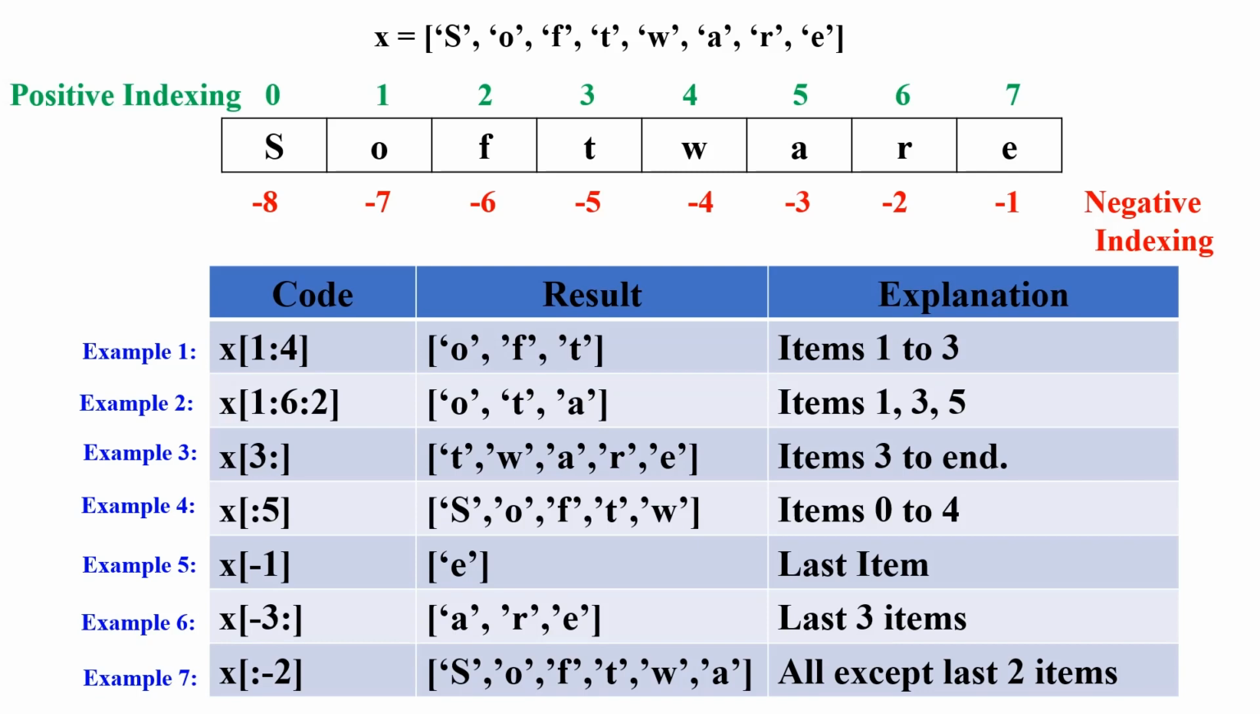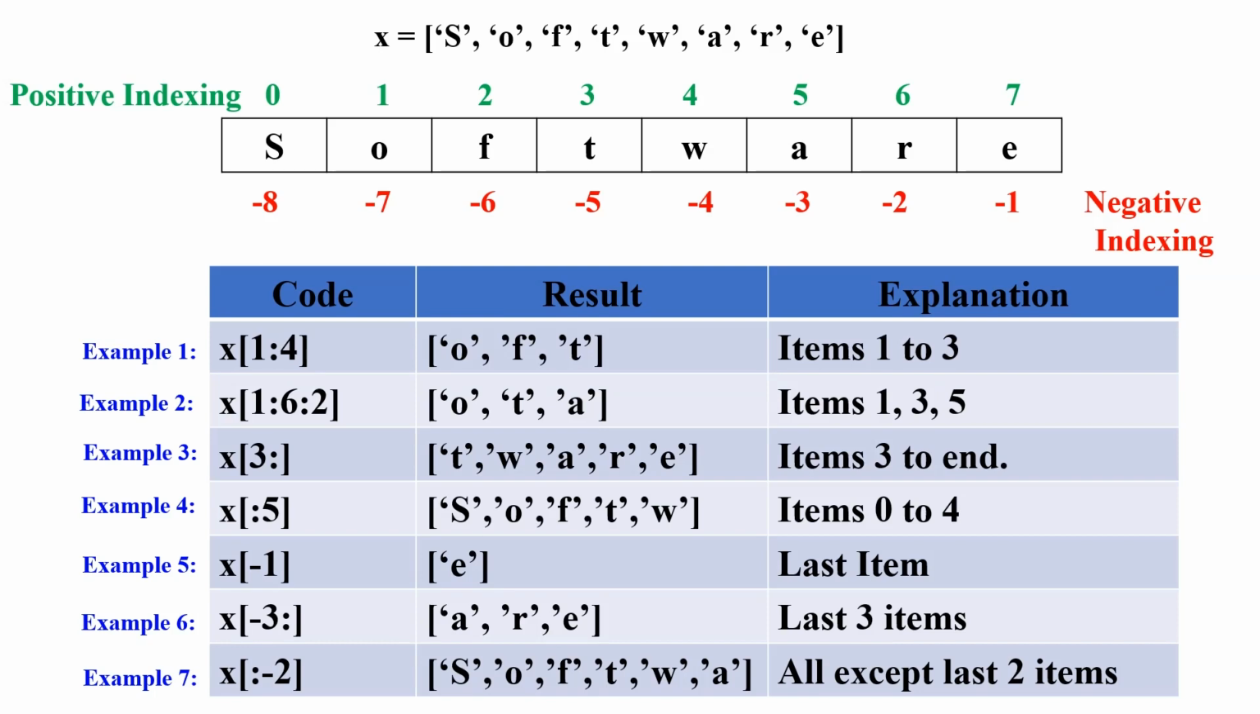Now, look at example 5. x[-1]. Now look at the picture. Here the start value is -1. Backward negative indexing, hence it slices the last item. The output is E.